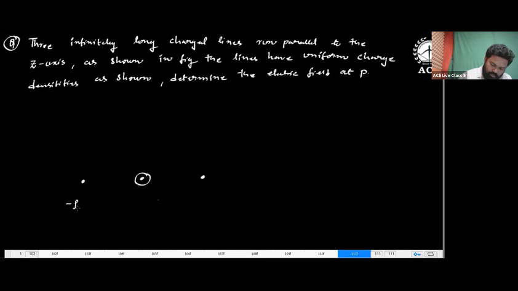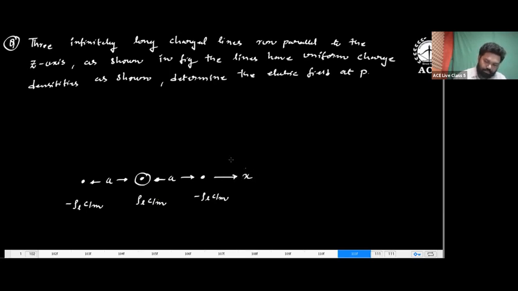Here it is minus rho L coulomb per meter, rho L coulomb per meter. Yes, and here it is. The distance from here to here is A, and the distance from here to here is also A. Clear? And it is mentioned that here it is minus rho L coulomb per meter.